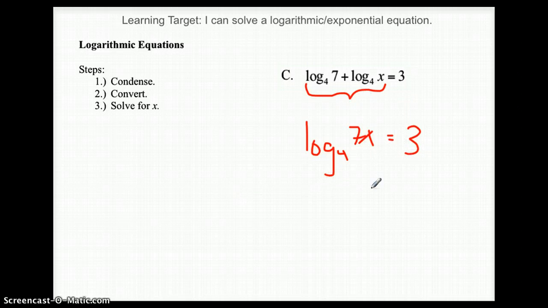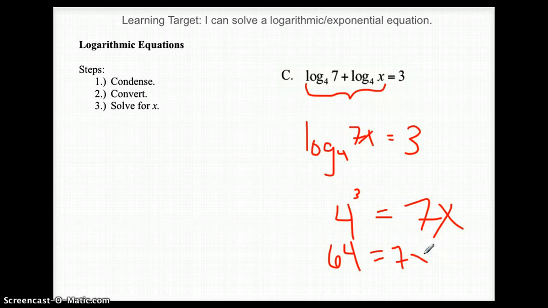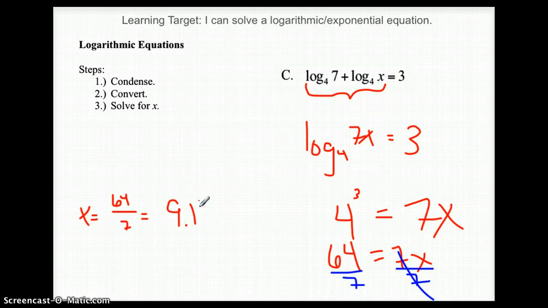Now I'm ready for the next step, which says convert. So the 4 will stay, raised to the 3rd power will equal 7x. What is 4 cubed? Oh, that's 64 equals 7x. And so to get x by itself, just simply divide by 7. So you could give me the fraction, x equals 64 over 7, or you could put that in your calculator and give me the decimal, like 2 places, 9.14. Either one will work.